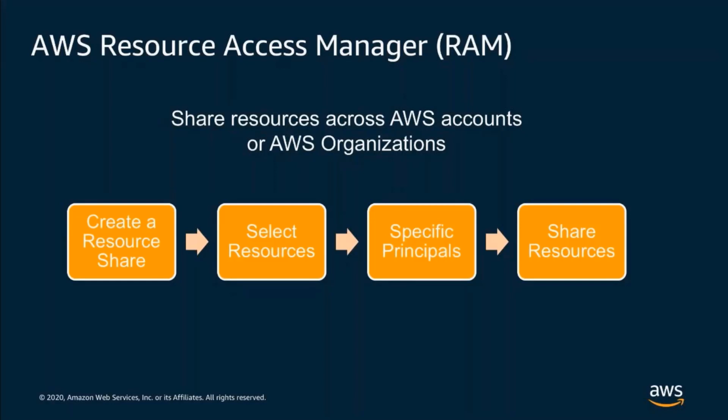The way RAM works is you start by creating a resource share. This defines the set of resources that you want to share across your organization. You take the resources and insert them into that resource share. Then you're going to define your principals. A principal is an account or an AWS organization.